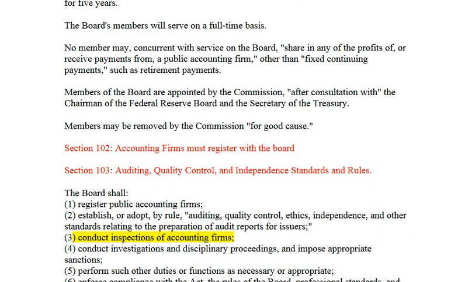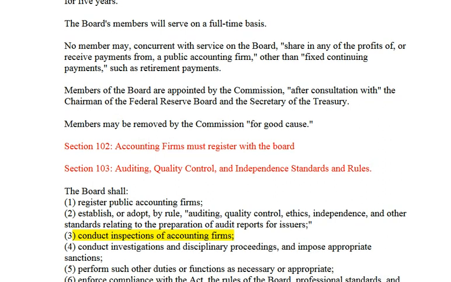The board members will serve on a full-time basis. No member may, concurrent with service on the board, share in any of the profits of or receive payment from a public accounting firm other than fixed continuing payments, such as retirement payments.